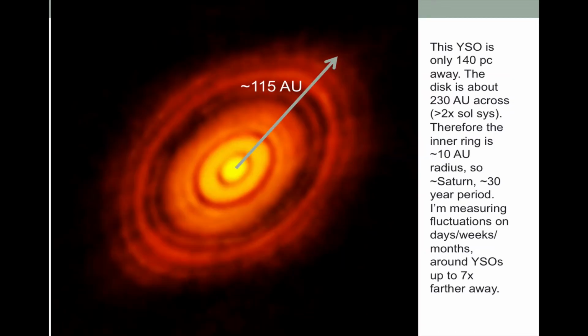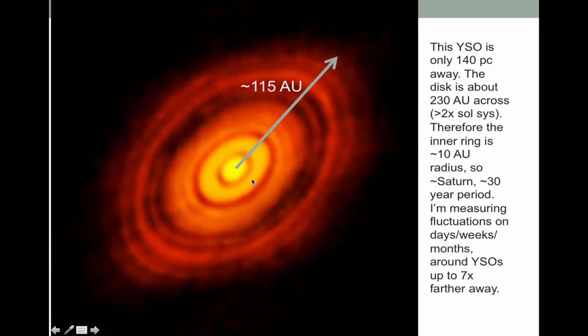So this image, I think I also showed you, is a radio image of a young star that's in Taurus, which is only 140 parsecs away. The disk that you see here is about 230 astronomical units across, which is more than twice the size of the solar system. That inner ring there is 10 AU across, radius rather, and so that's about the orbit of Saturn, so that's about a 30-year period.